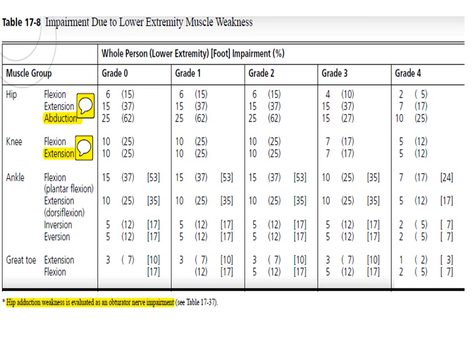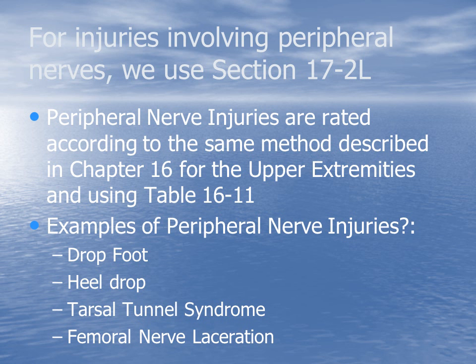Okay, so we're going to be focusing on these particular joint motions later on in the program when we go through manual muscle testing procedures in the lower extremity. We're going to focus on testing hip abduction and hip extension and ankle plantar flexion and knee extension. And we're going to focus on those joint motions that the AMA guides consider to be the most important.